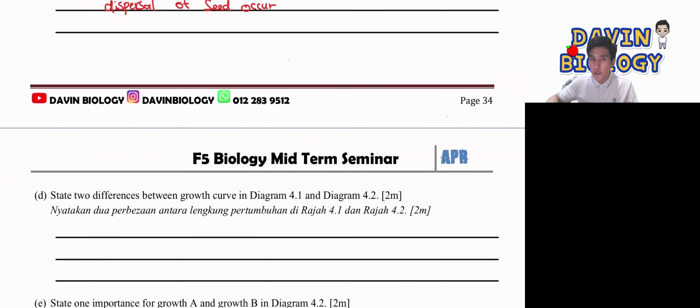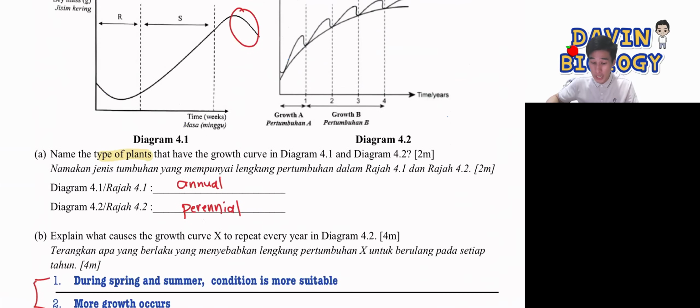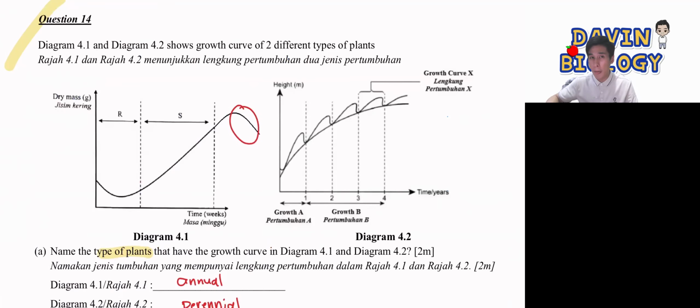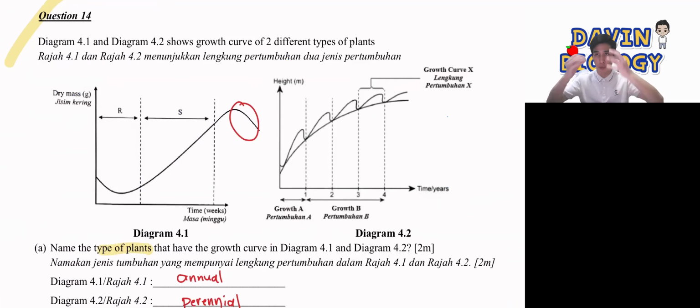Two differences between the growth curve in 4.1 and 4.2. Okay, two differences they want. Now, the first difference we really can see. Come on, everybody, why don't you try and tell me? These two growth curves have what difference? So what forms the growth curve? Can you tell me the first one?